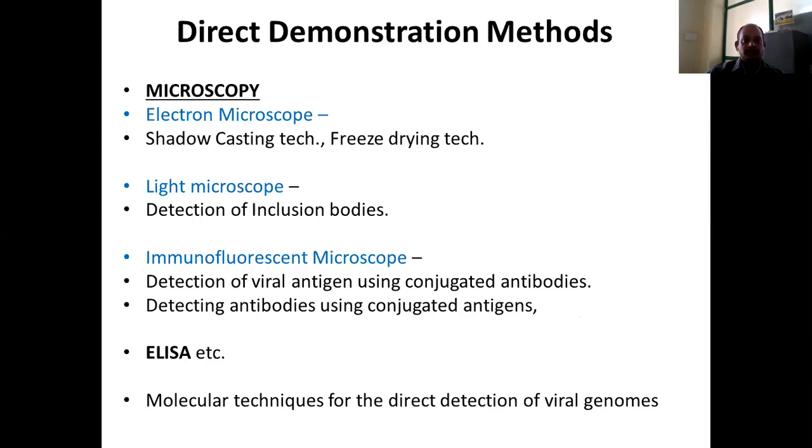So direct demonstration methods include microscopy, that includes electron microscopy, in which techniques used are shadow casting and freeze drying. Then light microscopy, which is used for detection of inclusion bodies of the viruses. We'll see what inclusion bodies are. Immunofluorescence microscopy can detect viral antigen using conjugated antibodies, or detect antibodies using conjugated antigens. ELISAs can detect antigen or antibody. Then molecular techniques for direct detection of viral genomes.